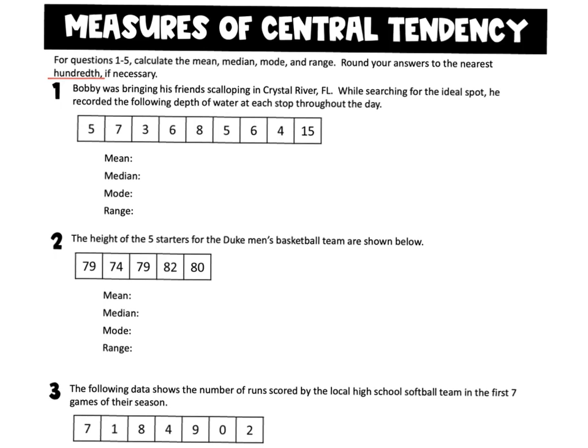Now, to find the mean, as I gave you on the page before, we're going to add up all the numbers and divide by how many there are. For now, I'm going to show you my work. But really, you can do it on the calculator. So I'm going to take all these numbers and add them together. So I have 5 plus 7 plus 3 plus 6 plus 8 plus 5 plus 6 plus 4 plus 15.